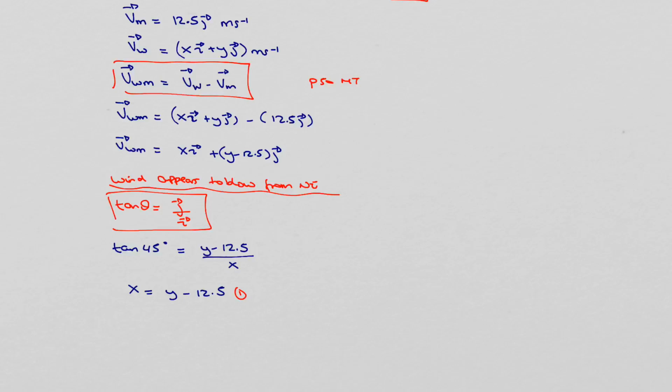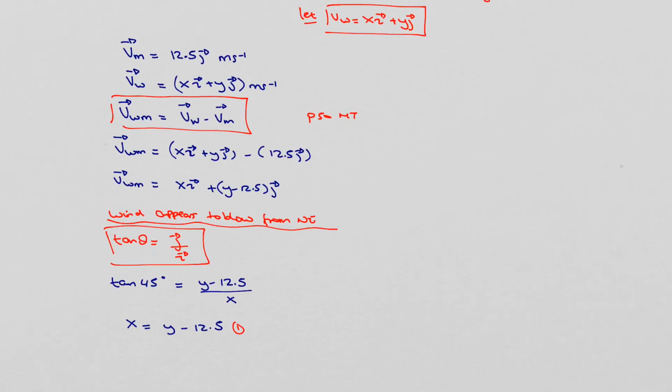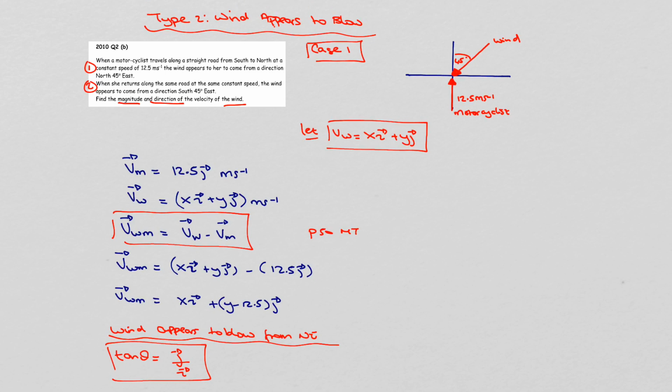So I'm now going to repeat this for case 2. So if we go back up to the start, well, we have case 2 is when she returns along the same road at the same constant speed. So this time she's basically going from north down to south as opposed to from south to north. And then this time the wind appears to come from a direction of south 45 degrees of east. So on the next slide we'll just do case 2 setup.